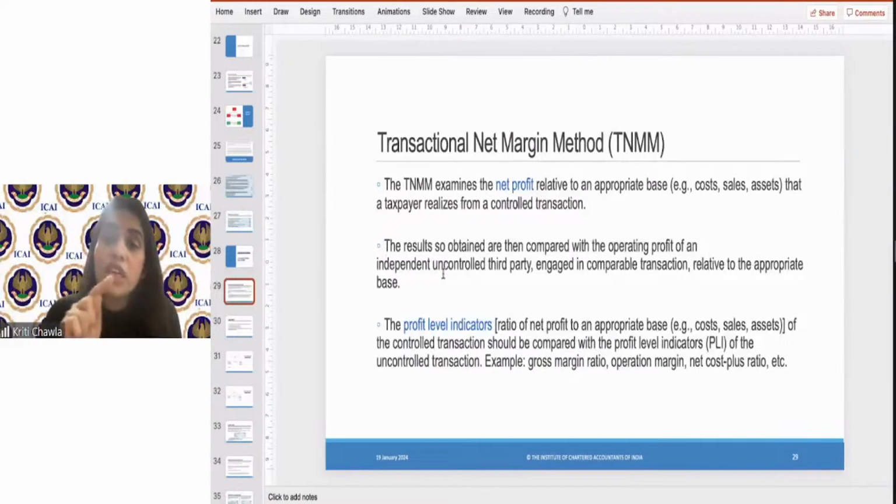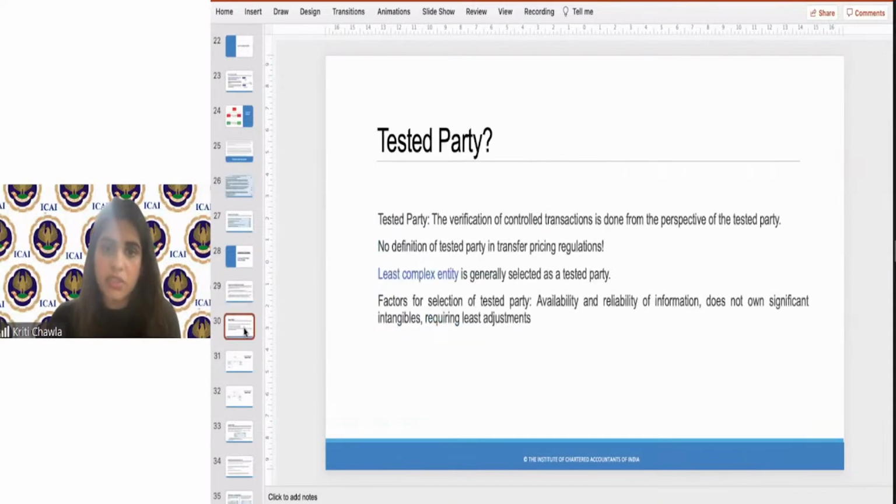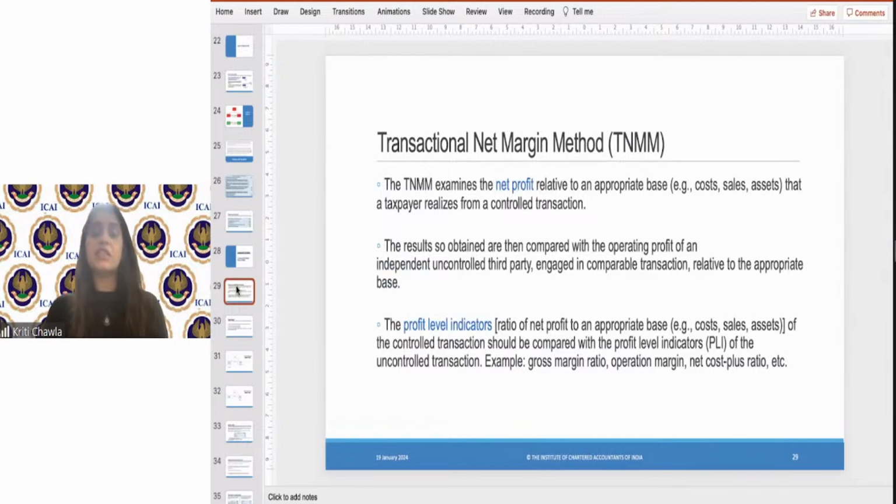And you have to calculate the profit level indicator of your transaction, compare it with the profit level indicator of independent parties, and then make a comparison. If it is fine, it is going to be at arm's length price. Now the question is, and this is what you're going to tell me, and you will very quickly write it in the chat box. In our example, I said I have an Indian entity related to a USA entity, and the Indian entity is providing back office support services to the USA entity. I said you have to calculate the margin of this particular transaction, and I said the margin is 15%.